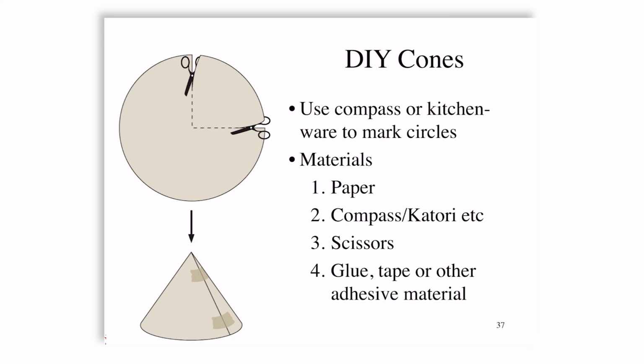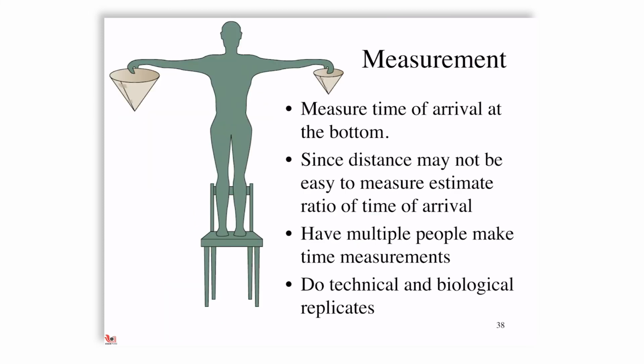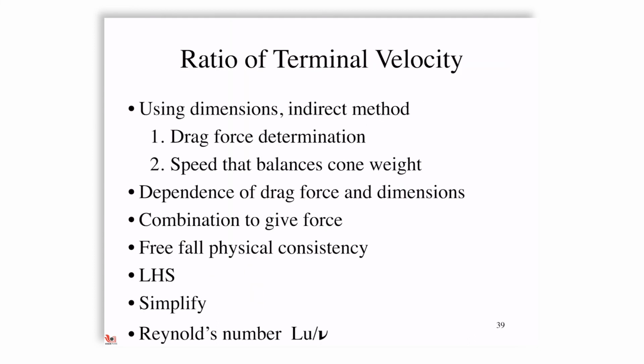Obviously, you must use the same paper because otherwise the control is not there. The measurement must be at the time of arrival after release. How many seconds, milliseconds it takes. Since the distance may not be easy to estimate, we are only looking at the ratio, so therefore we only want the velocities for the derivation. For the measurement, we take the ratio of times, because time ratio is equal to the inverse of velocity ratio.